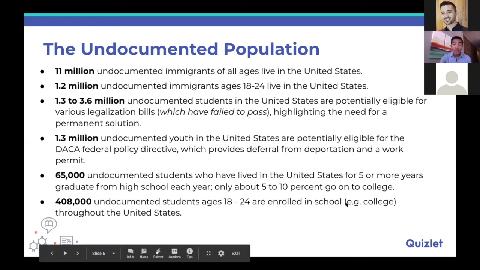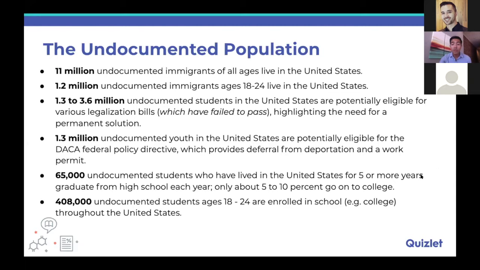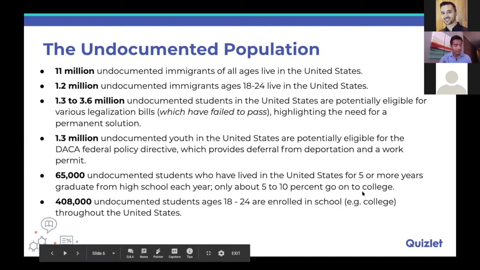About 408,000 undocumented students ages 18 to 24 are enrolled in school, so college, throughout the United States.